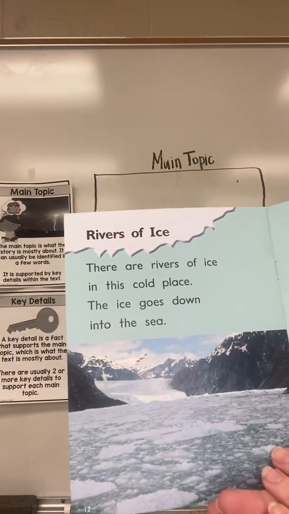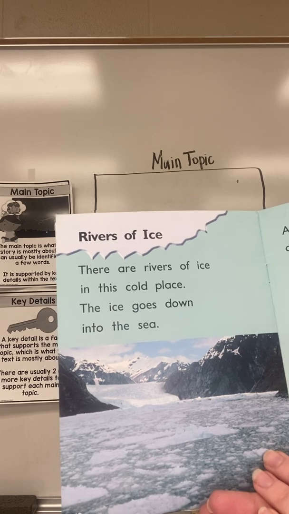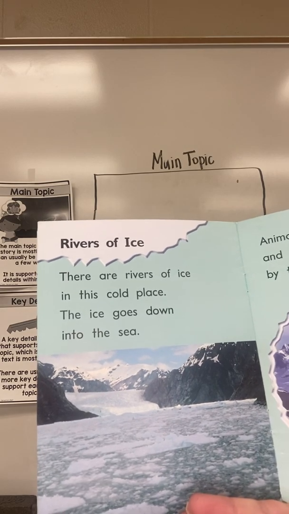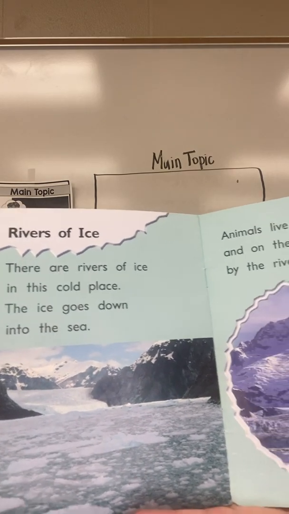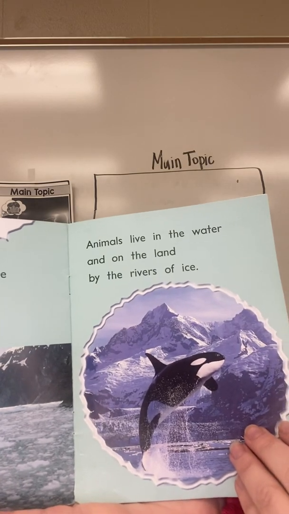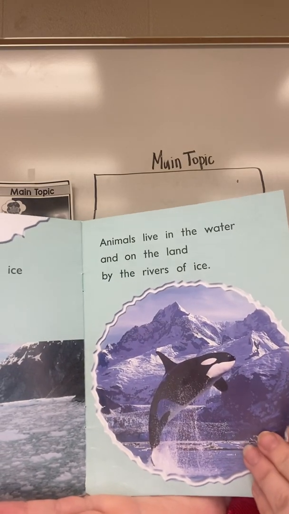Rivers of ice. There are rivers of ice in this cold place. The ice goes down into the sea. Animals live in the water and on the land by the rivers of ice.